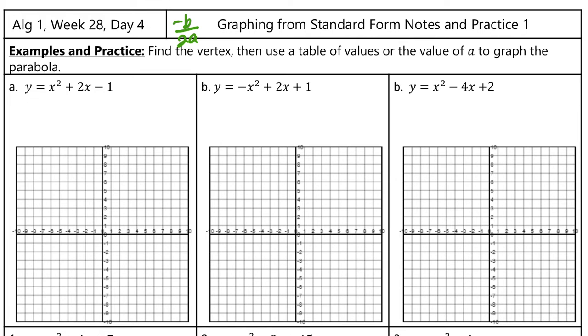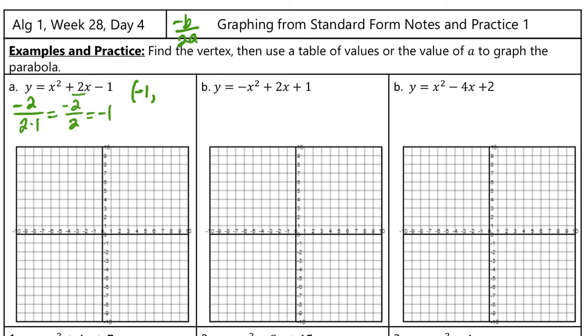So negative 2, because this is b, over 2 times 1 is negative 2 over 2, which is negative 1. So the x value of our vertex is negative 1.